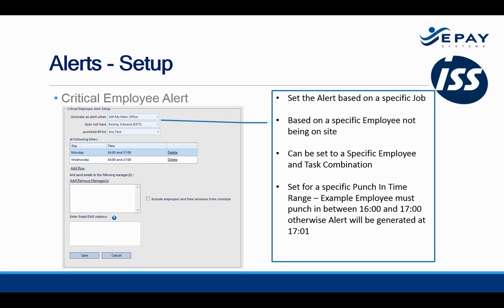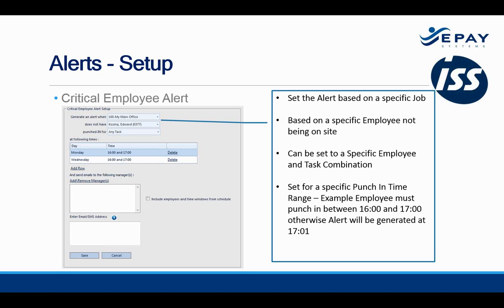If you wanted to, you can set this even to a specific employee and task combination. So you can also set it up where Edward has to clock in as a custodian versus clocking in as a Vortex. If you want to get down to that granular level, it's up to you. But in most cases, with this employee critical alert being set up, we kind of leave it as any task. That way, it's not tied to one specific task.